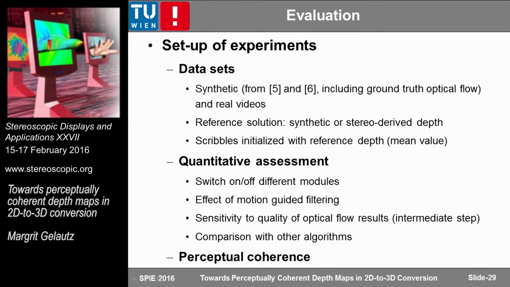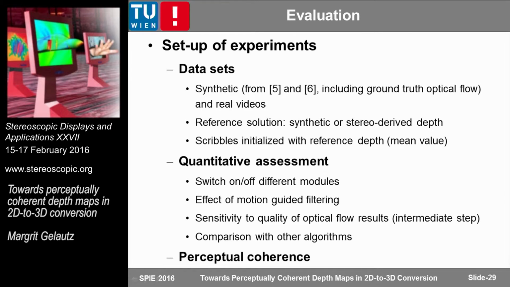So how did we set up our experiments? We had a range of test data. Some of them were computer-generated test data, especially the Sintel data set and the new Tsukuba data set. And those synthetic data came with ground truth information. From the Sintel, we had the ground truth optical flow information, and then we also had ground truth depth information. So that's important, the depth information for validating our approaches.